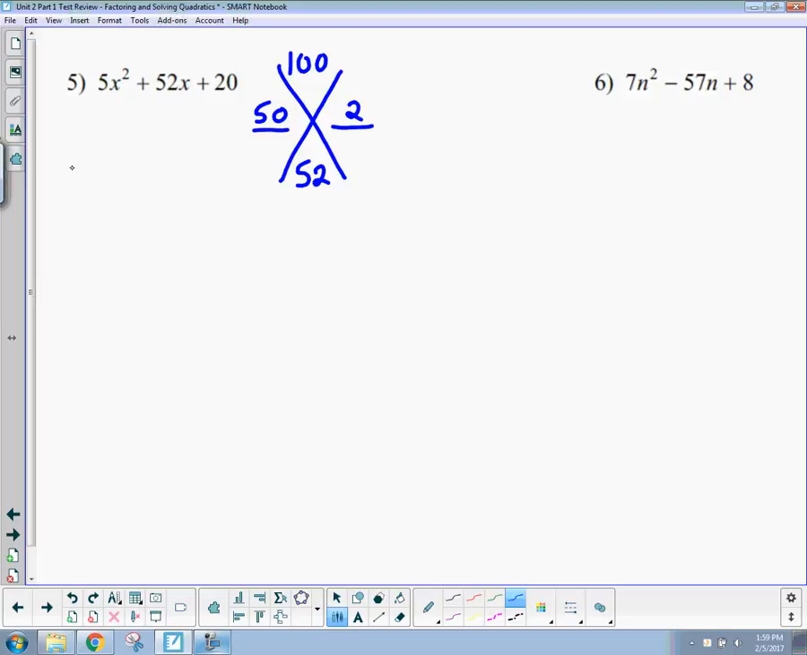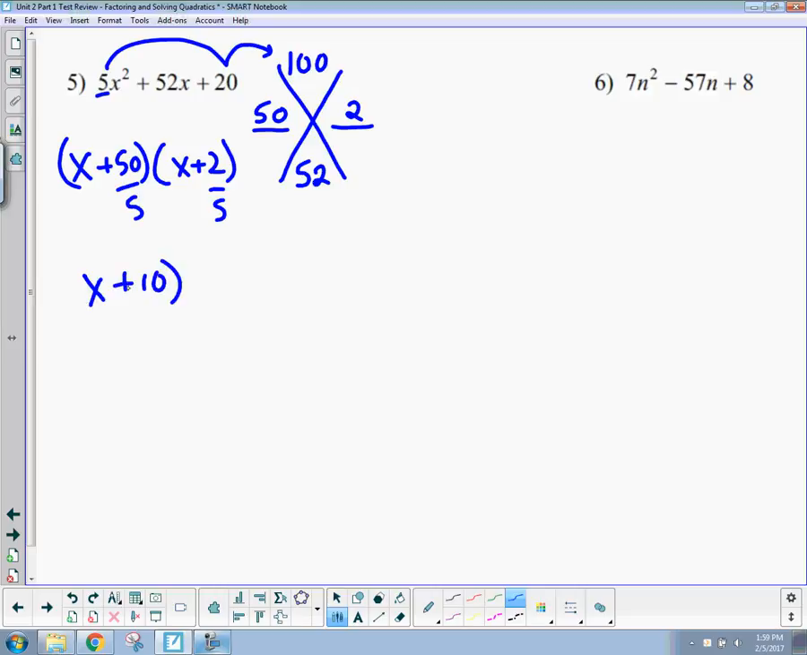So x plus 50, x plus 2. Don't forget to divide by that leading coefficient since we multiplied. Remember, 5 times 20 gave us the 100. Reduce, we get x plus 10. This can't reduce, so bottoms up. So we get 5x plus 2.